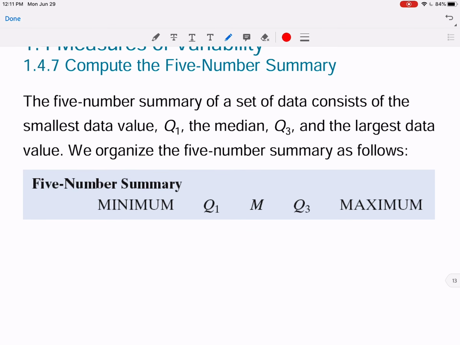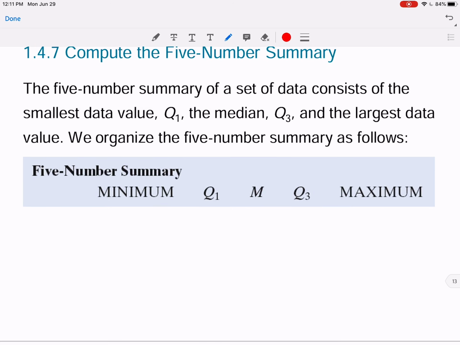Okay, once we know how to find the quartiles, let's take a look at the 5-number summary. The 5-number summary of a set of data consists of the smallest data value, Q1, the median, Q3, and the largest data value. We organize the 5-number summary as follows: the minimum, Q1, M, Q3, and maximum. So if the homework problem or the test is asking for a 5-number summary, just find the value of those 5 numbers and put them in this order: minimum, Q1, median, Q3, and maximum.